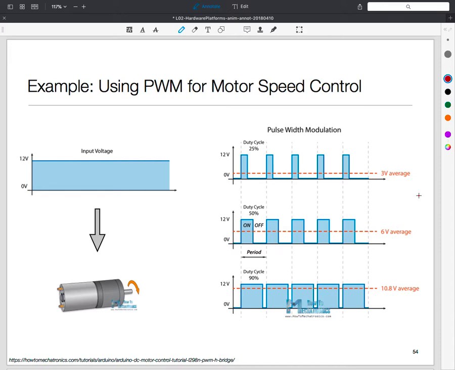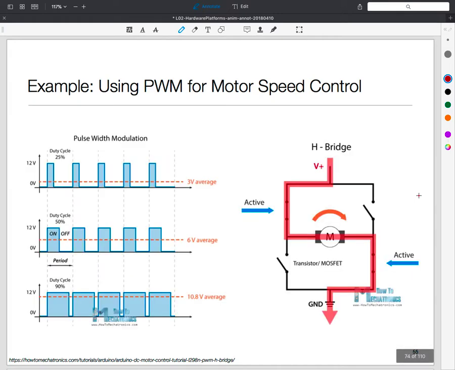And hopefully you would agree that generating these waveforms from software is quite trivial. So the magic that happens on the other side, inside on the motor end of things, is the following: the motor, or it could be your LED light bulb, is hooked up in what is called an H bridge.